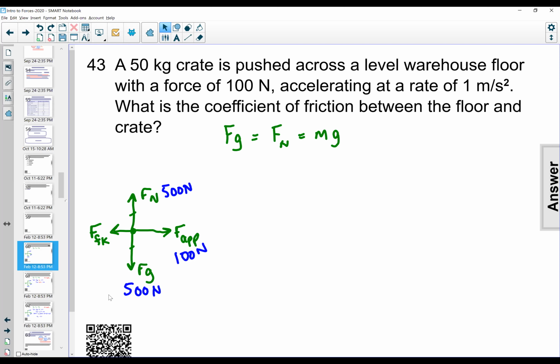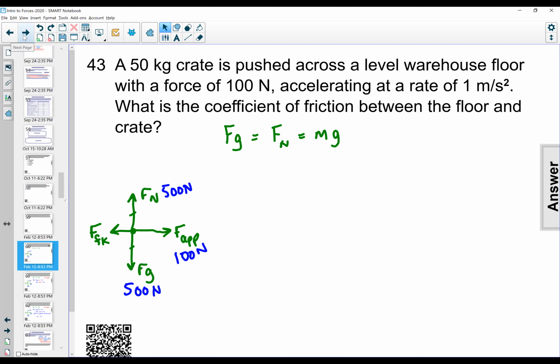I can find the weight force pretty easily. It's just mass times acceleration due to gravity. I used 10. So I took 50 kilograms times 10 meters per second squared to find that the weight is 500 newtons. I also know that the weight is equal to the normal force, which is equal to mg. So if the weight is 500 newtons, the normal force also has to be 500 newtons. And then the applied force was given, 100 newtons. So I've thought through what weight and normal force are here. I've drawn my free body diagram here with all of its labeled values and variables.